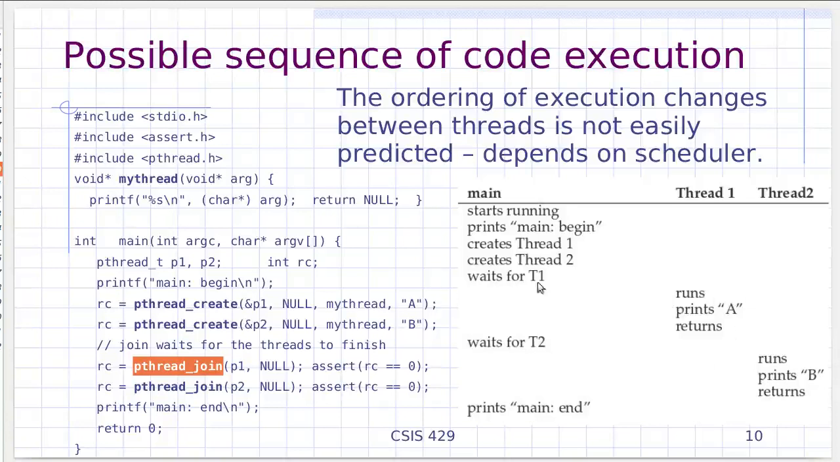chances are this is what you will see: you wait for T1, thread 1 runs, it prints A, then the join returns, and then you wait for thread 2. In the meantime, thread 2 has started and prints a B, and then the join is done when thread 2 returns, and then you print main is done. Okay, so the main takeaway message is it looks like maybe thread 1 should run every time before thread 2, but that's not necessarily the case. Try it yourself.